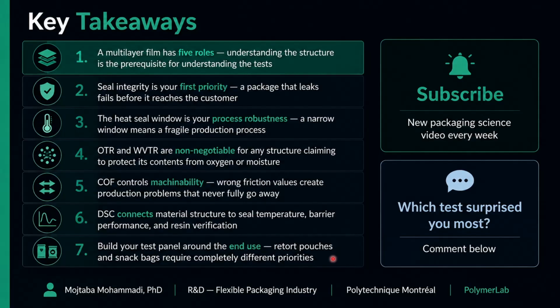Seven, and the last one: build your test panel around the end use. Retort pouches and snack bags look similar on the outside, but require completely different test priorities.